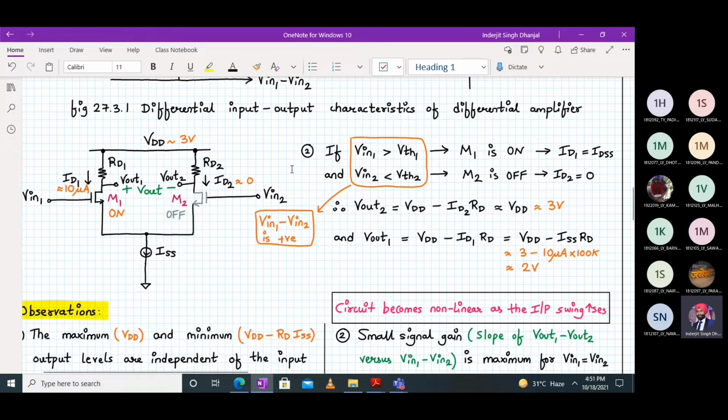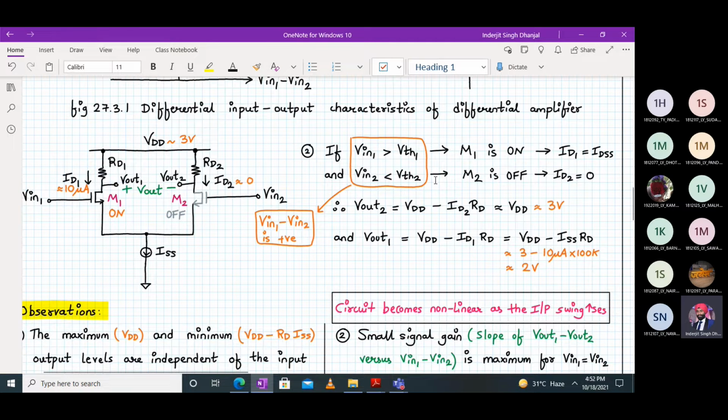So right now my M1 is on and my M1 transistor will carry all of the current, 10 microampere. ID1 will be 10 microampere. So what will be V out 1? V out 1 will be VDD minus ID1 into RD, which will be 3 minus 10 microampere into 100K, which will be 2 volt. Remember, we started with V out 1 value 3 volt. Now it has fallen to 2 volt. And we started with V out 2 value as 2 volt. Now it has risen to 3 volt.